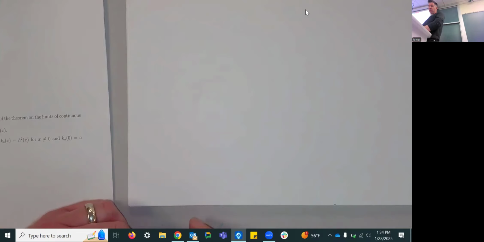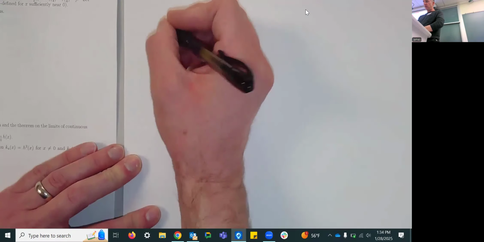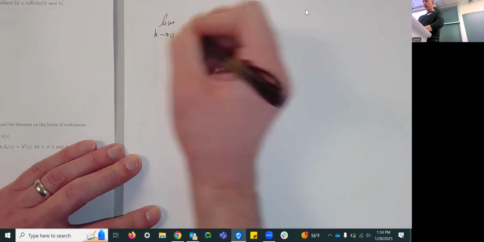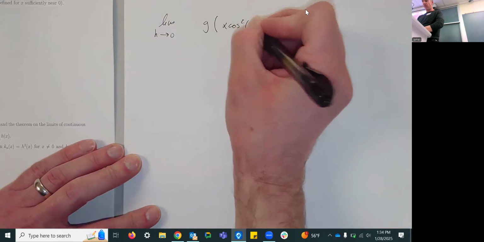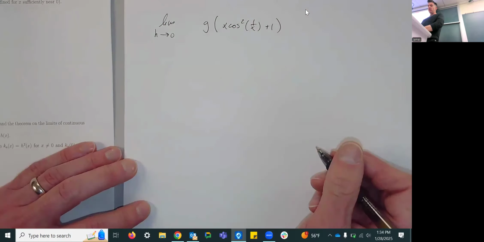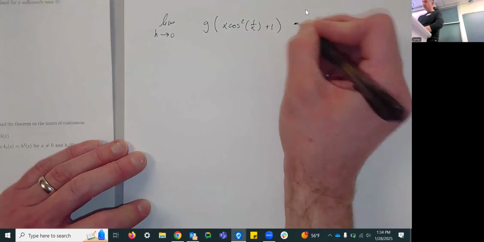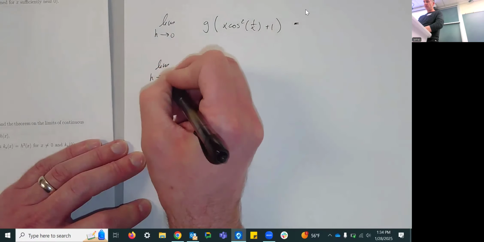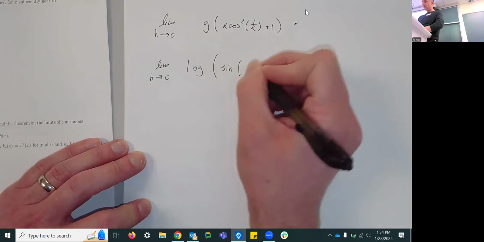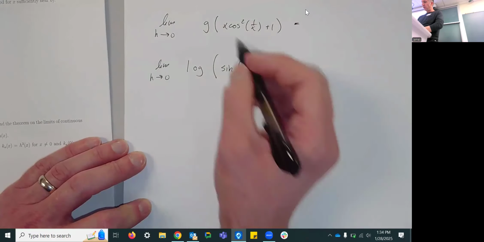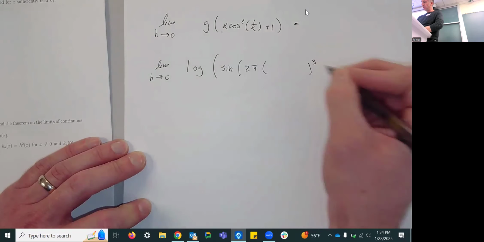All right, second part here. Use the sandwich theorem and the theorem of the limits of continuous functions to compute the limit as x approaches 0 of h of x. So they want us to find the limit as x approaches 0 of g of x cosine squared of 1 over x plus 1, where g was the previous function. So that's going to be the limit as x approaches 0 of log of sine of 2 pi that cubed plus pi over 2.